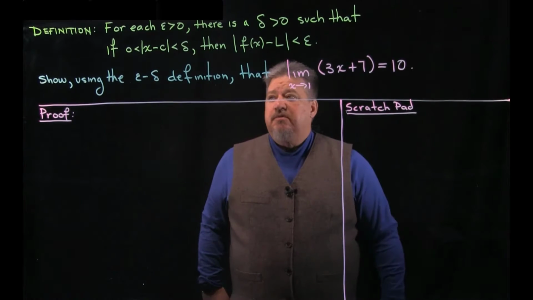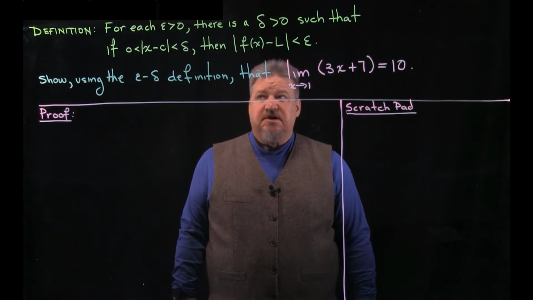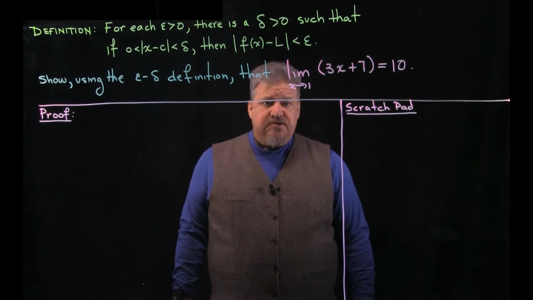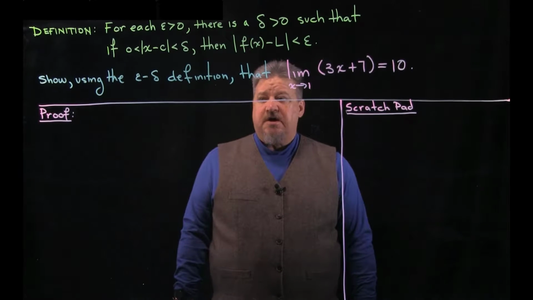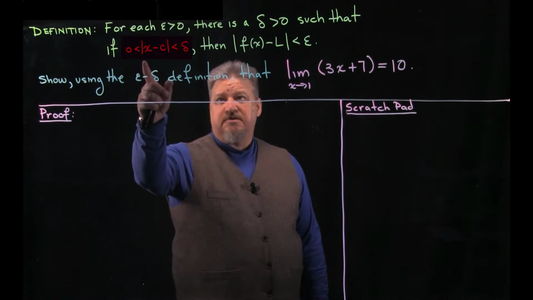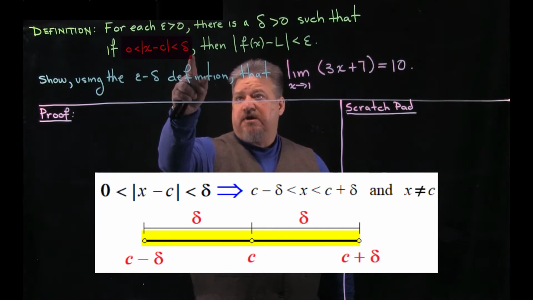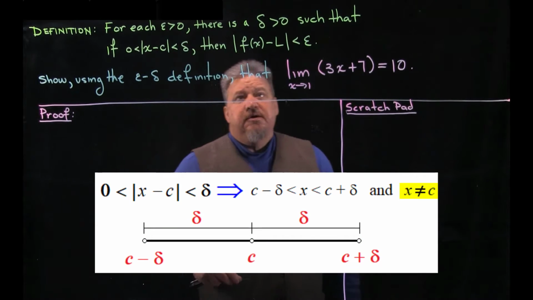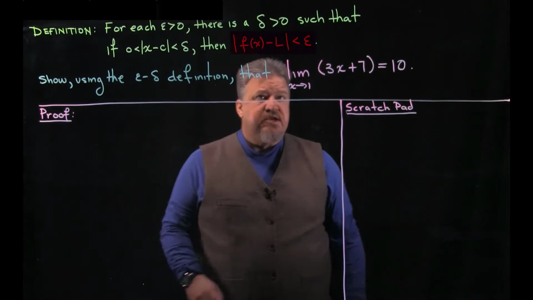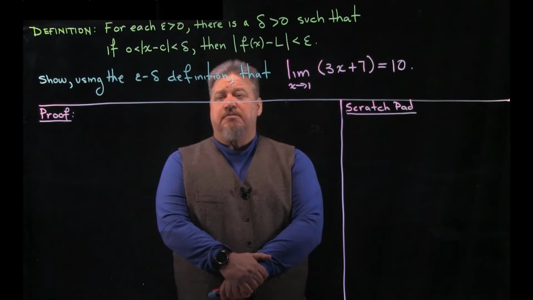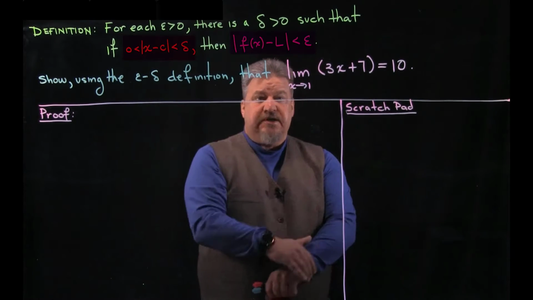Welcome. Today we're going to discuss the epsilon delta definition of the limit. The limit definition says, for each epsilon greater than 0, there is a delta greater than 0, such that if 0 is less than the absolute value of x minus c, which really says x is no further than delta units away from c, and of course is not equal to c, then the absolute value of f of x minus L is less than epsilon. In loose terms, as x gets close to c, f of x gets close to L.